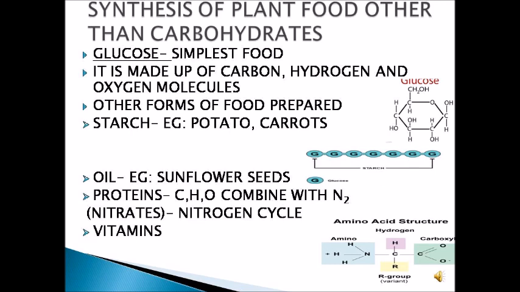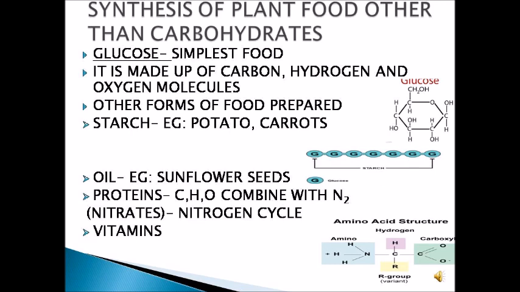However, the plant may also produce some excess amount of food that can be stored in different forms. The first one is starch, which is formed when several glucose molecules join together. It also contains carbon, hydrogen, and oxygen. It is found in the stem of potato and onion, and also in roots of carrot and radish.